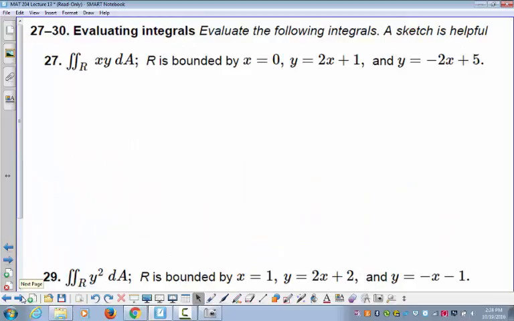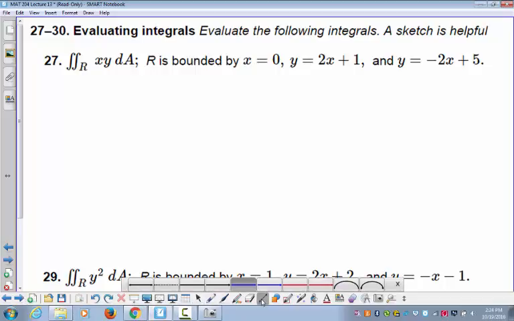All right, so let's try. All right, so evaluating integrals. So here our boundary is that. We need to draw it. If you don't draw it, you're going to have a hard time picturing what's going on. So both of those are lines, and we have x equals 0, which is the y-axis. All right, so it's bounded by x equals 0. I'll put a red line there. So that's one of our boundaries.